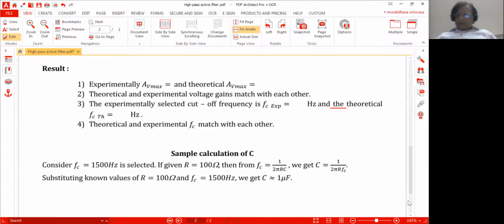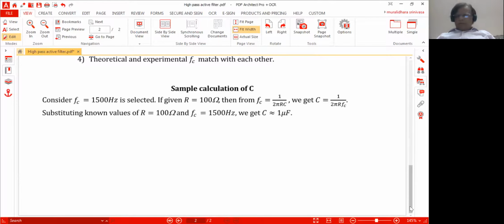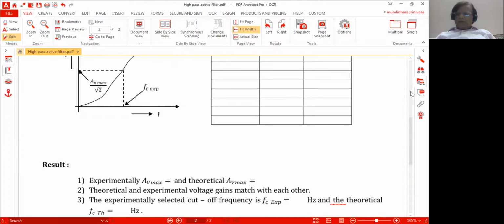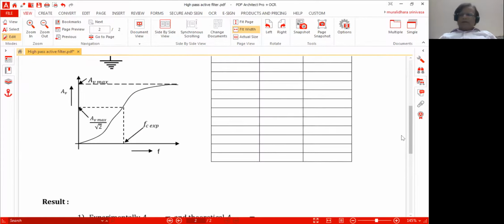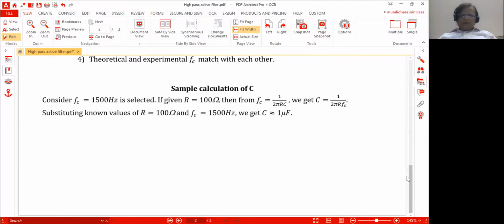So either way, you fix the components, run the frequencies as I have described, measure output voltage in each case, and tabulate. From the graph, you then plot, read off the cutoff frequency, and see whether it matches with the theoretical one. This is all you need to do as far as this experiment is concerned.